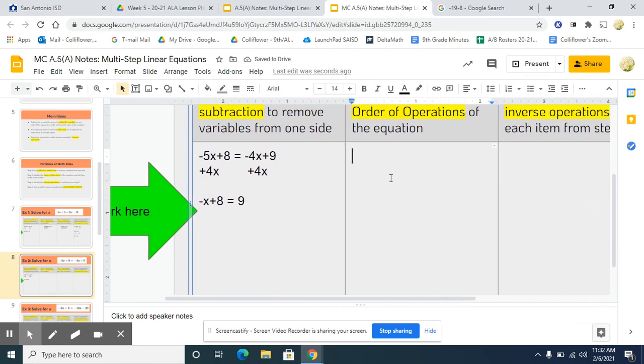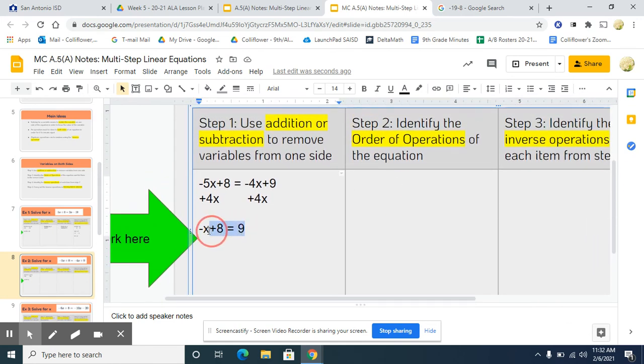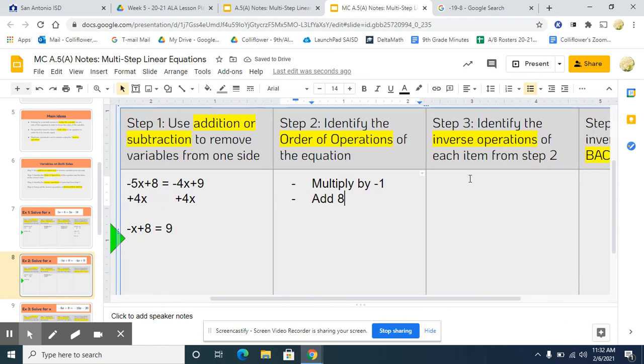So now I want to identify the order of operations happening in this equation right here. The first thing that I see is a multiply by negative 1. So this negative sign here is multiplying by the variable. And then after multiplication, I see addition by 8. So when we identify these inverses, the inverse of multiply by negative 1 is divide by negative 1. The inverse of add 8 is subtract 8.